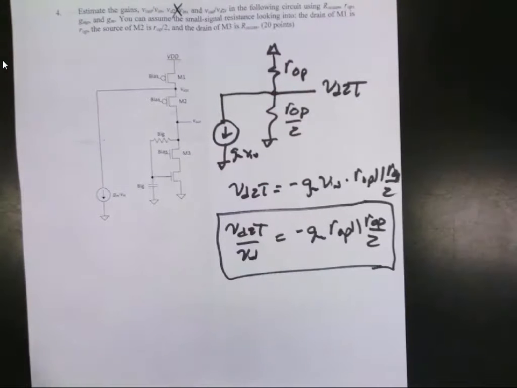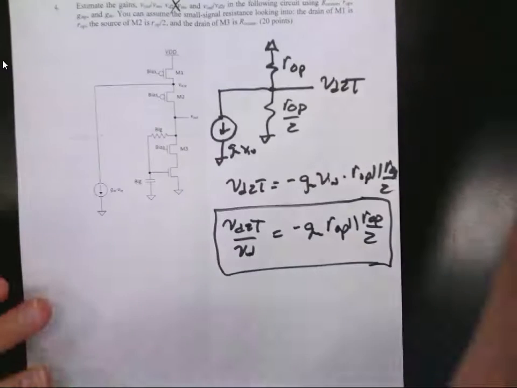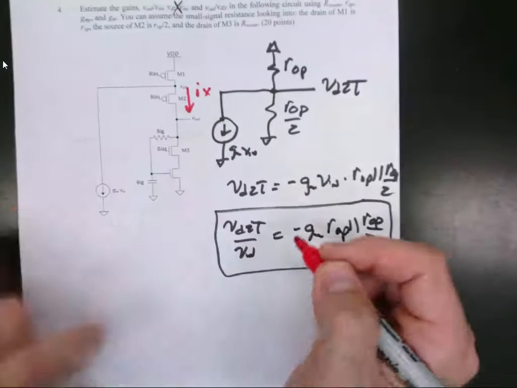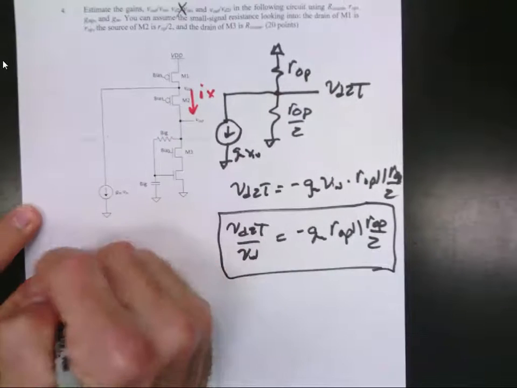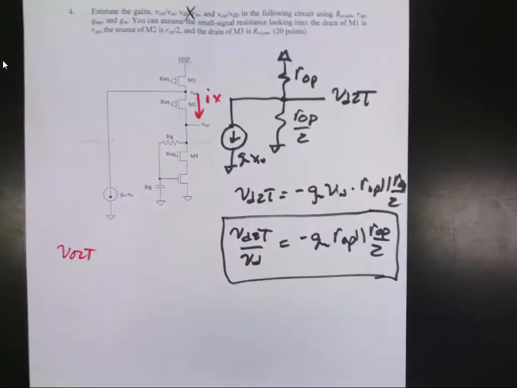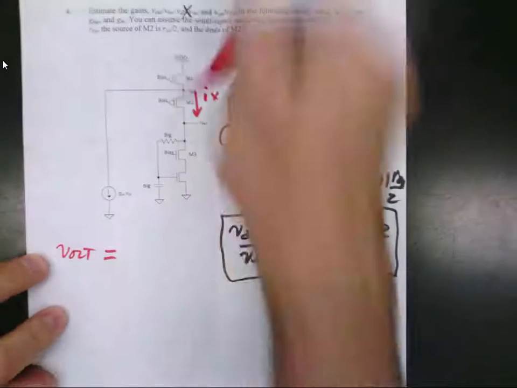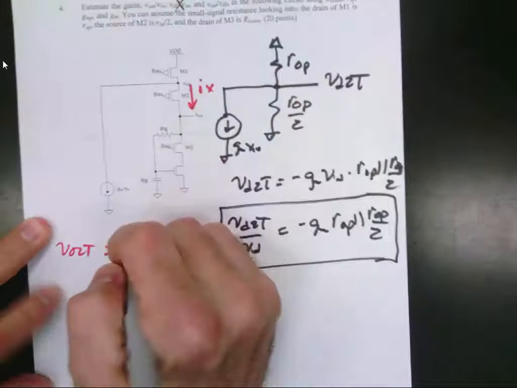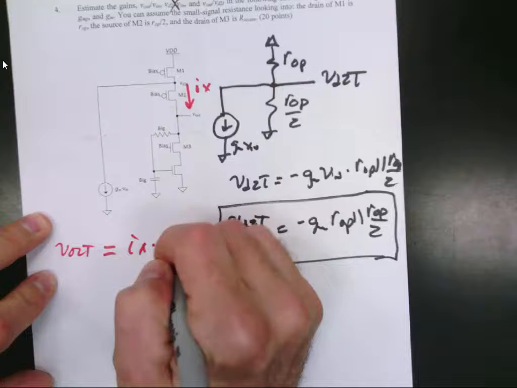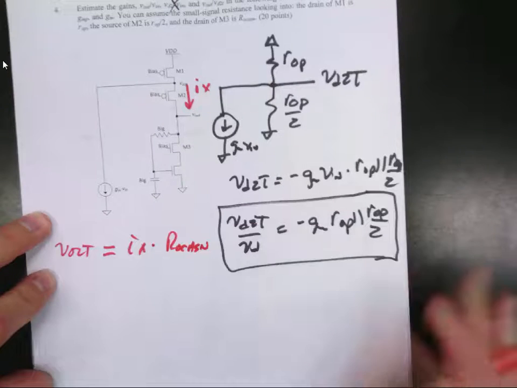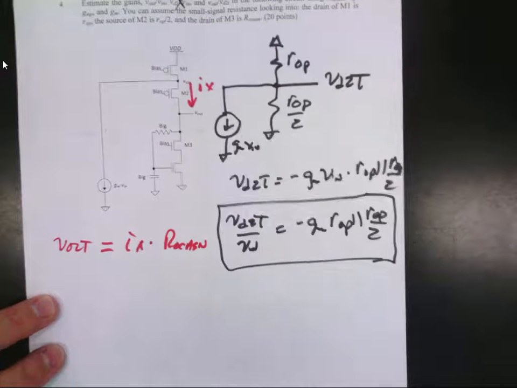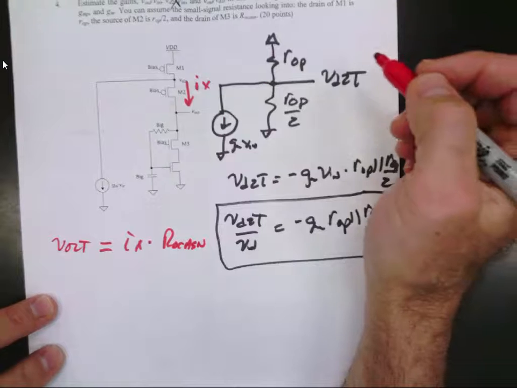Now let's change colors. I want to calculate the current that flows down there. Let's call it IX. The current that flows down there, IX, is V out, so it's flowing down and it flows into that resistance. That's what's flowing through this device. So that's equal to IX times R out cascode N. Tell me how to calculate IX. Let's go ahead and sketch it.